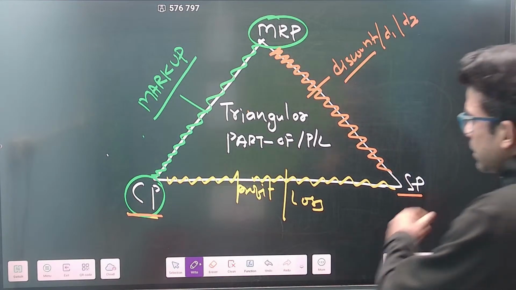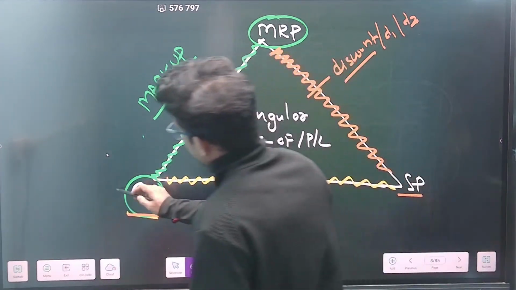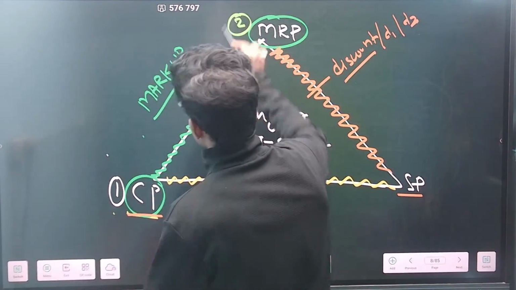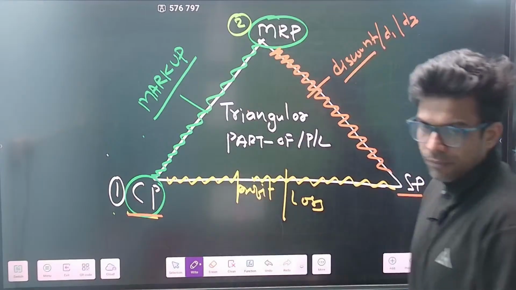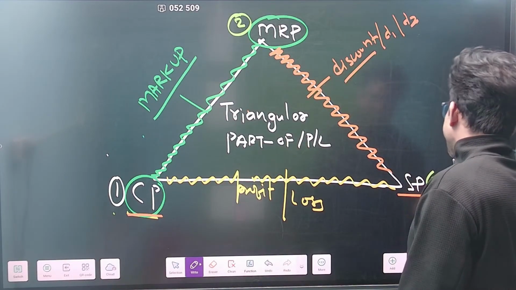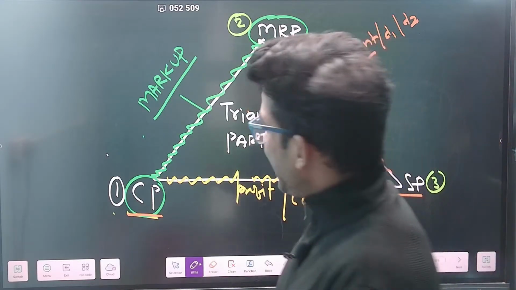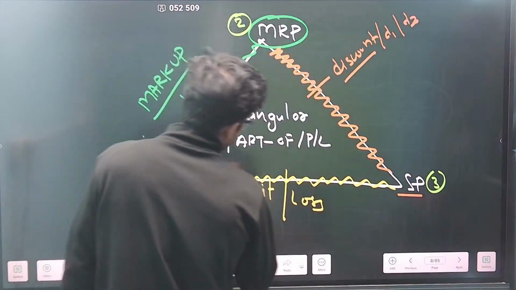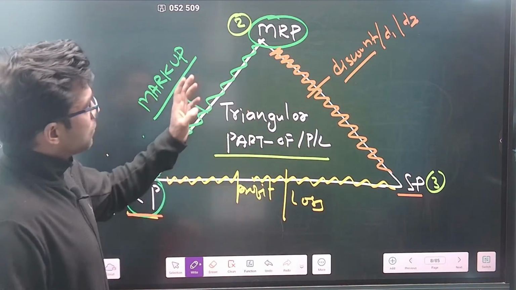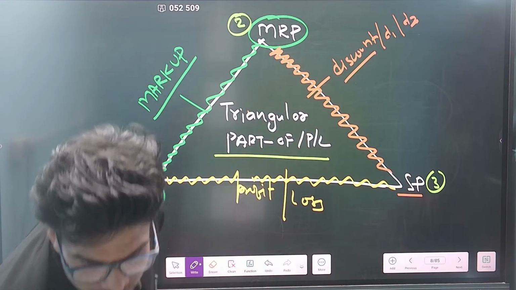So you can understand this part as I say. First thing is that you always run from 1 to 2, which means from cost price you go to the marked up price, the MRP. Then from 2 you come to 3, and then from 3 to 1 or 1 to 3. This is the basic structure every student should know: cost price, MRP and the selling price.